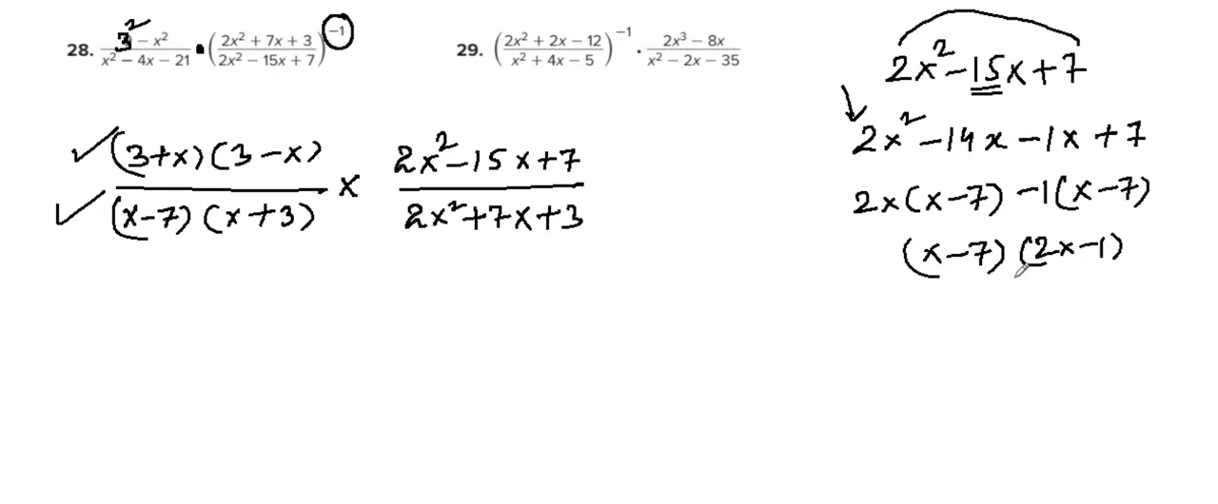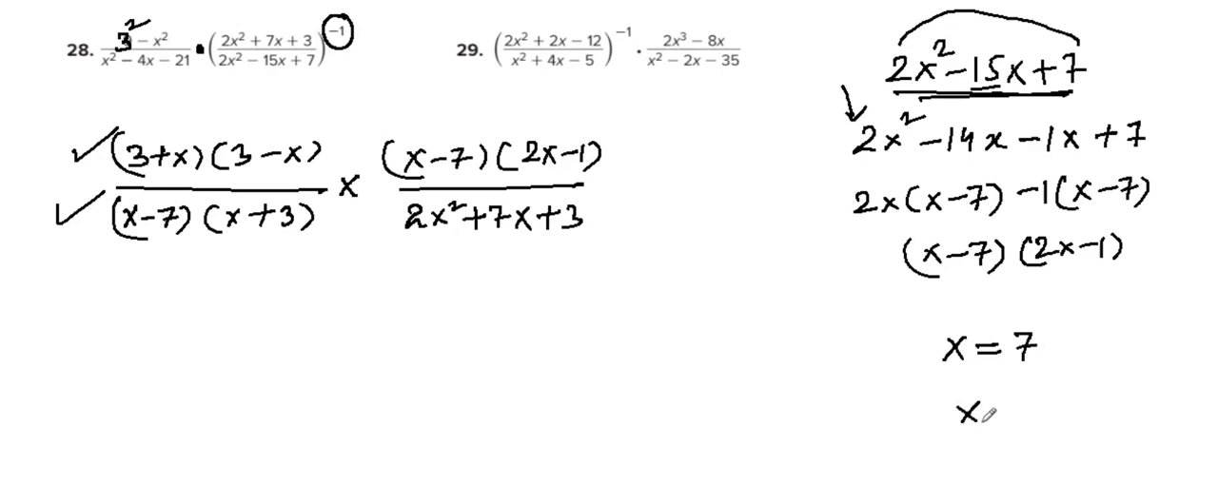If you do this in the calculator, in place of this I factorize it. In place of this I am writing x minus 7. I will tell you what you will get in the calculator. Just wait, let me write. If you write this in the calculator, it will give you two answers: x is equal to 7 and x is equal to 1 over 2.